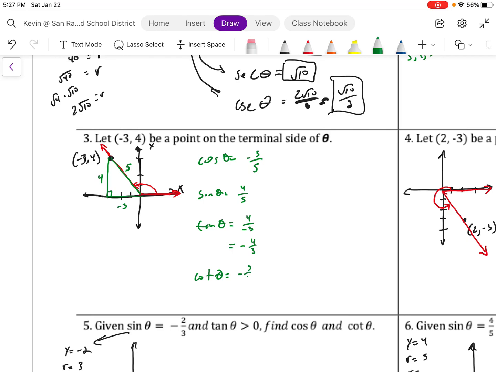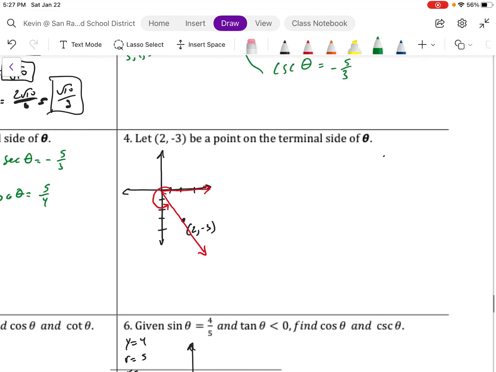Cotangent theta is going to be negative 3/4. Secant theta is the reciprocal, so that'd be negative 5/3. And cosecant theta is the reciprocal of sine, so that's going to be 5/4.